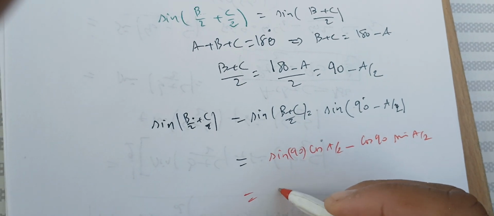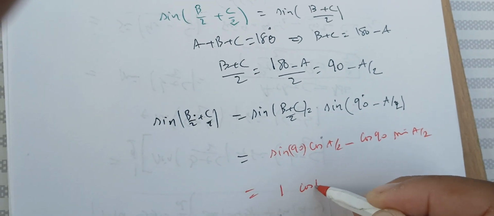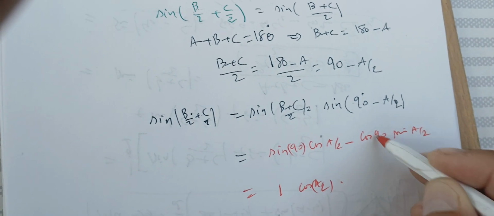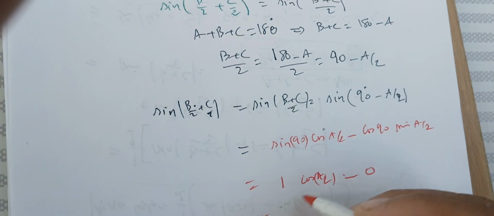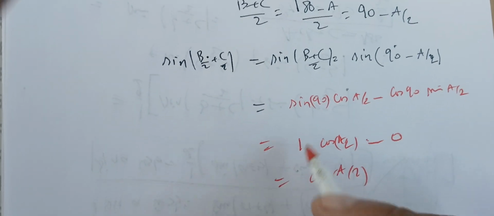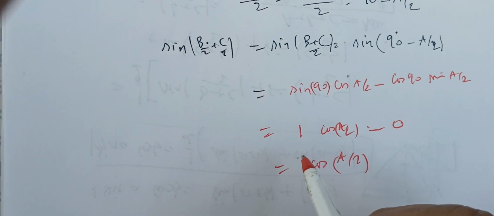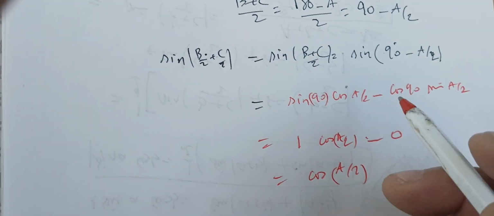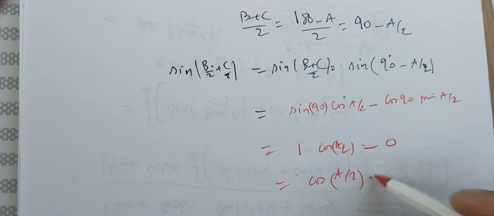The sine of 90 is 1, times cosine of a over 2, and the cosine of 90 is 0. Therefore, we have cosine of a over 2. And that's what we need to prove. So we have to do all the steps to get to this result.